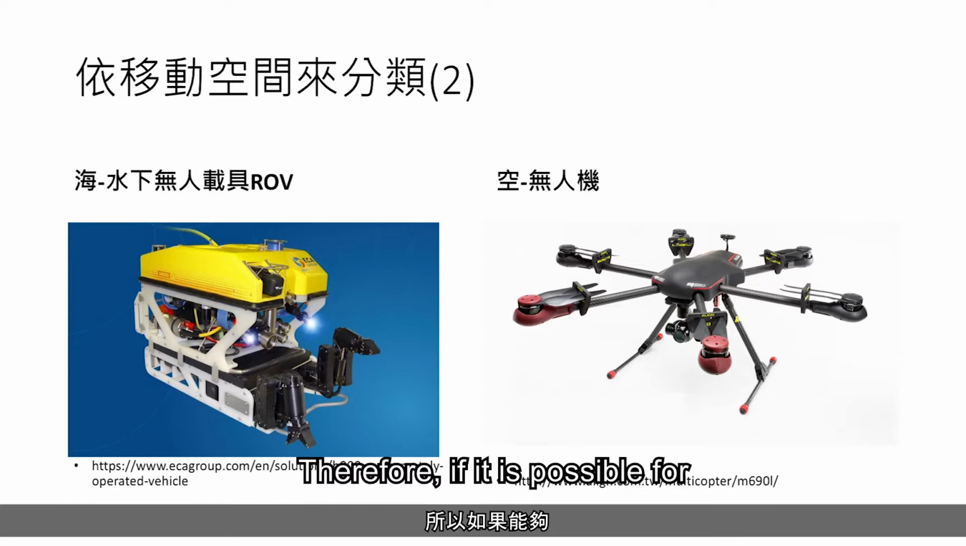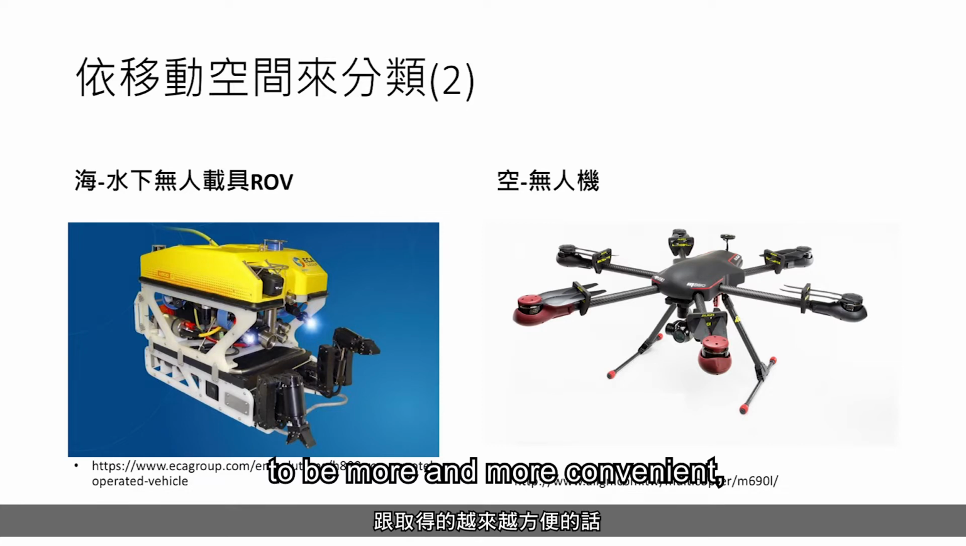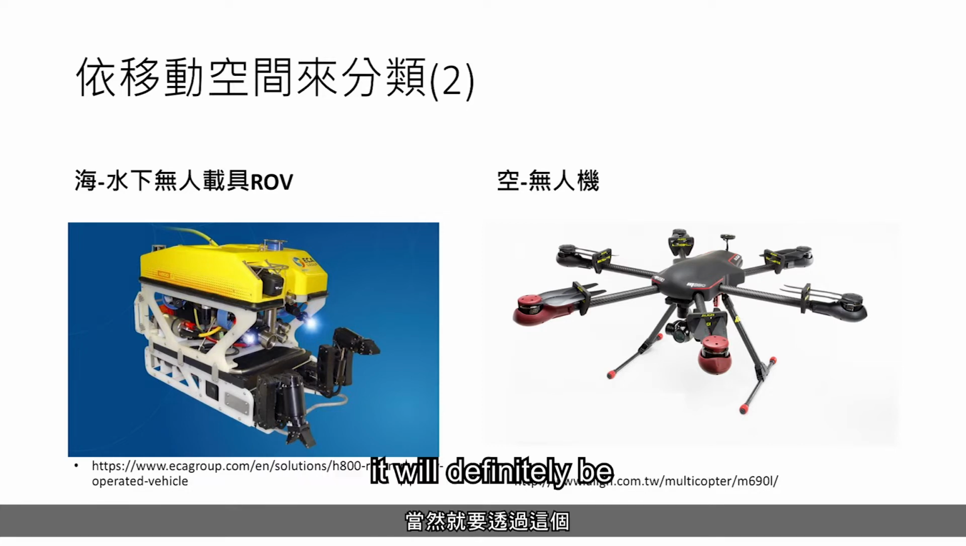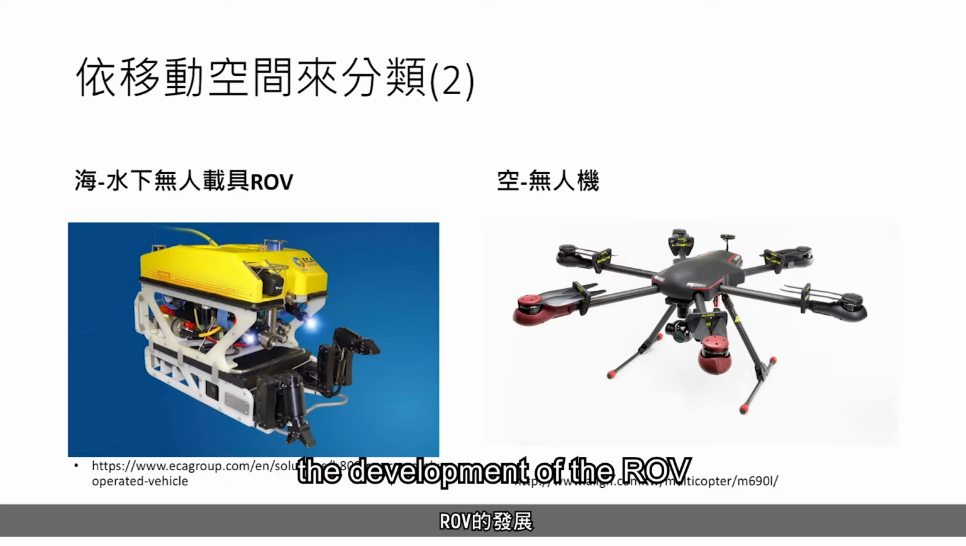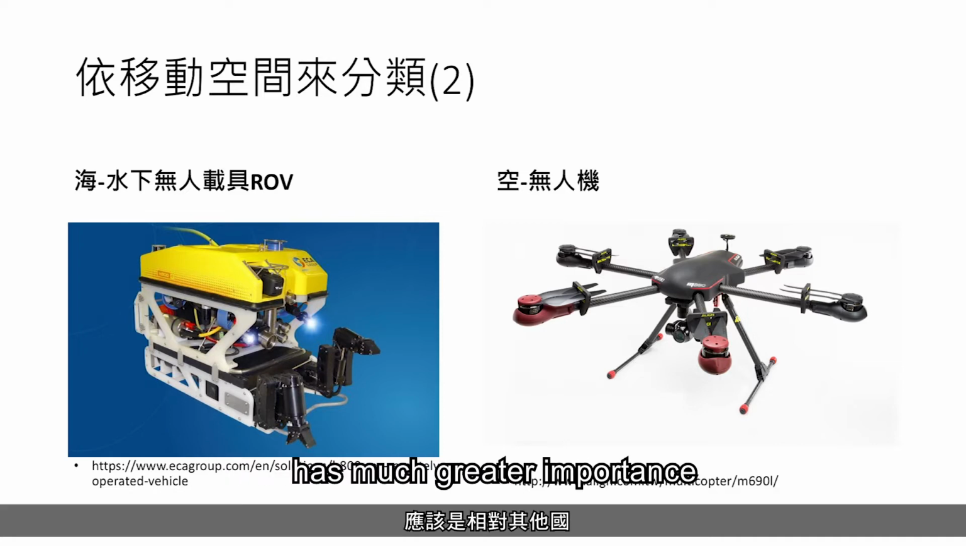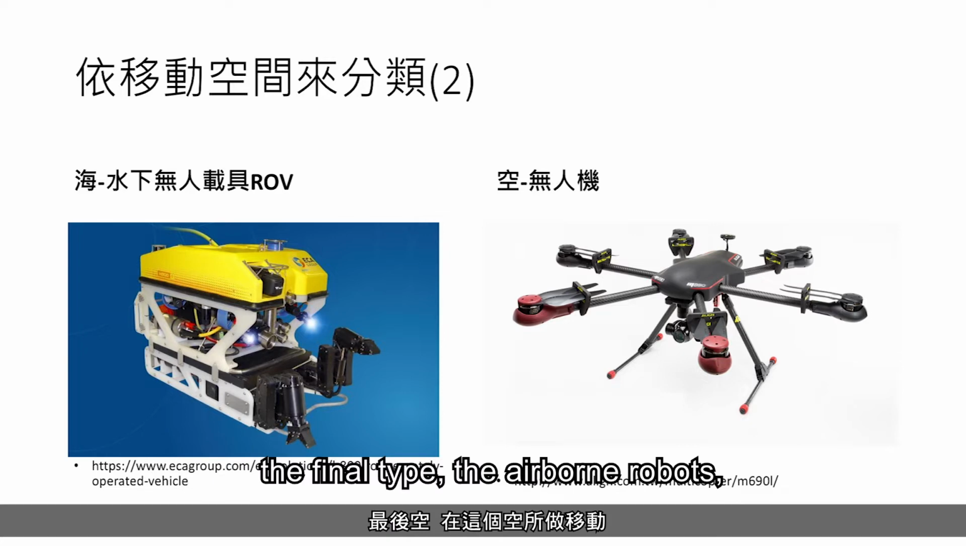Therefore, if it is possible for the exploration and gathering of marine resources to be more and more convenient, it will definitely be by means of the ROV. Therefore, as far as Taiwan is concerned, the development of the ROV has much greater importance compared to other countries. After talking about underwater robots, let's talk about the final type, the airborne robots.